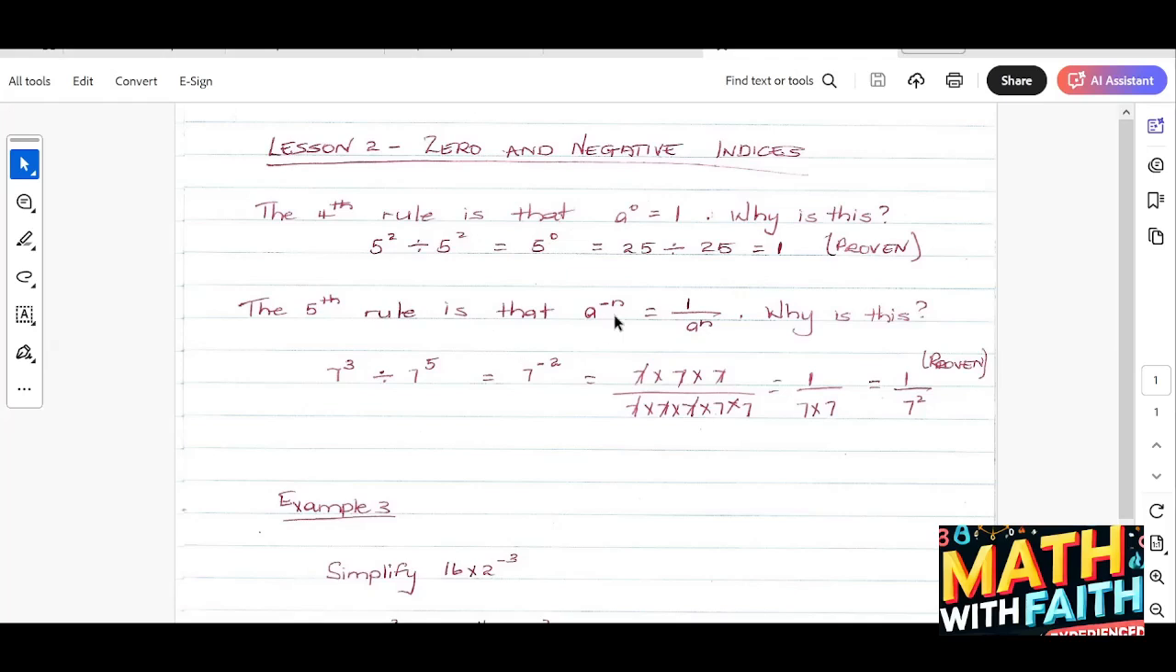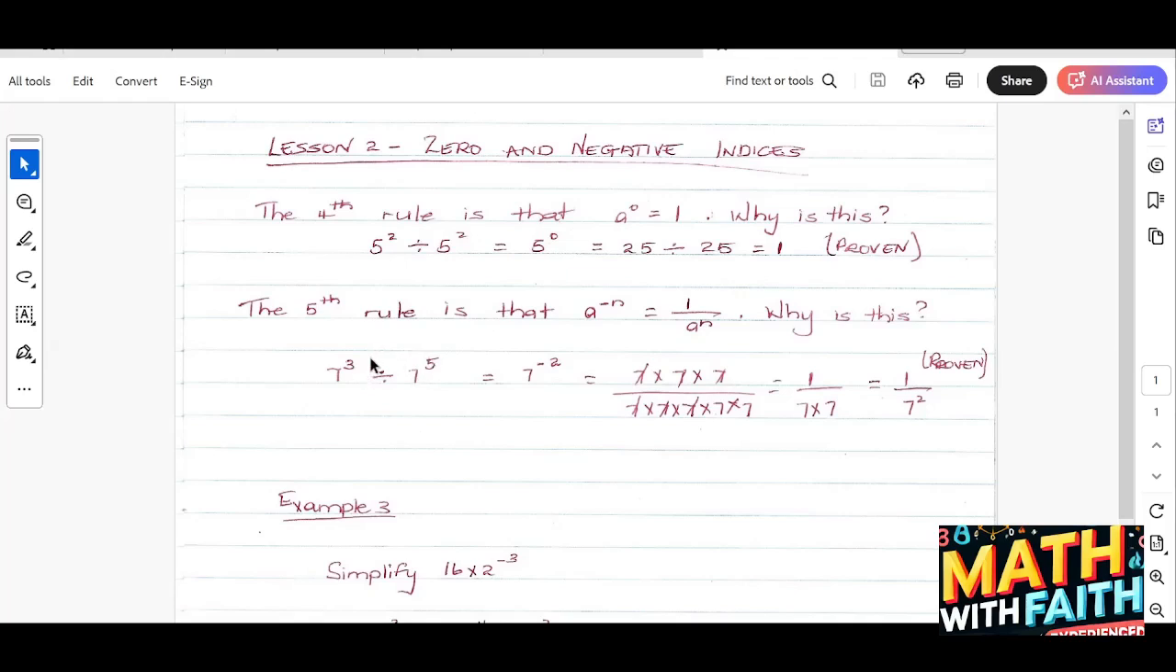The fifth rule is that a to the minus n, so anything to the power of a negative index, is 1 over a to the n. So it's like a fraction, right? So let's prove this one to be true as well. So let's use the same rule that we had before, which is the second rule, saying if we are dividing numbers of the same base, we can subtract their indices. So this time we're going to use 7 cubed and 7 to the power of 5. So 7 cubed divided by 7 to the power of 5.